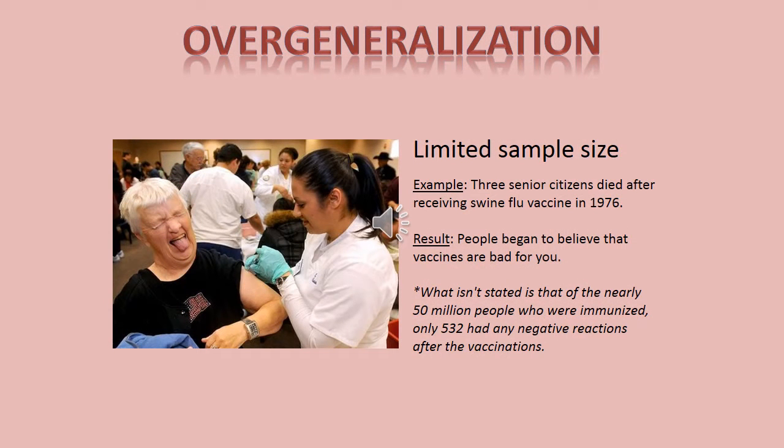Next, we have overgeneralization, specifically limited sample size. Now, I'm sure every different issue in the world has some example, some instance where you can say, okay, I know someone that this happened to, whatever. That doesn't necessarily mean you can generalize that to the rest of the population. You need to have a representative sample, the size of that sample, so that you can accurately predict what's going to happen to the rest of the population.